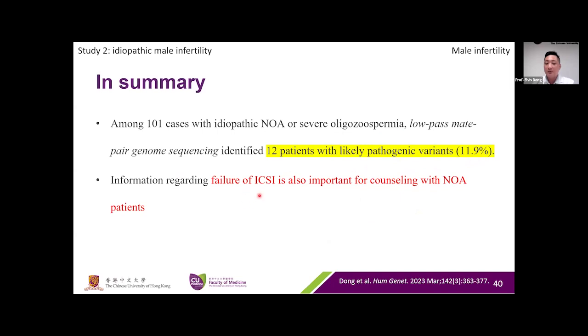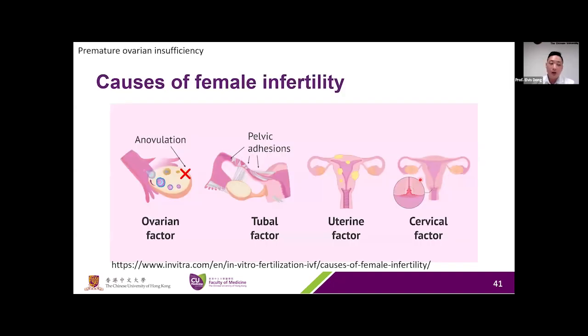Some of the cases might have additional information regarding ICSI failure, which is important for counseling. Apart from male fertility, I will talk a little bit about premature ovarian insufficiency.